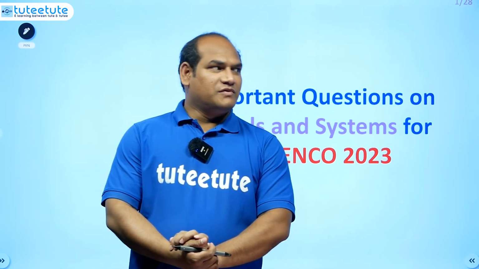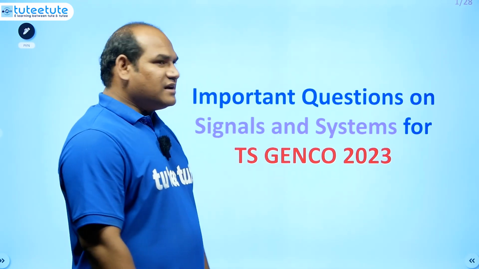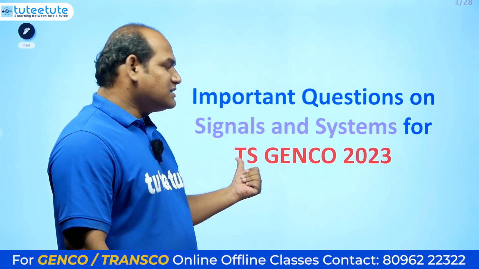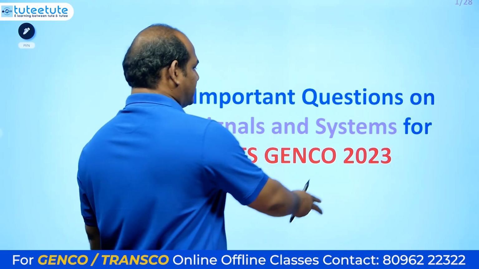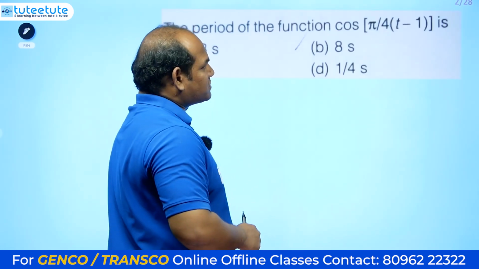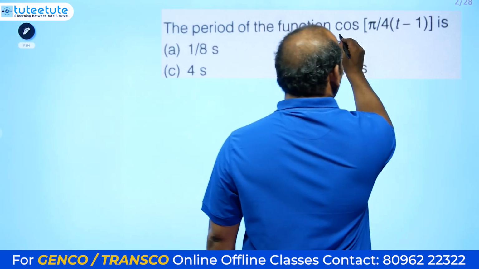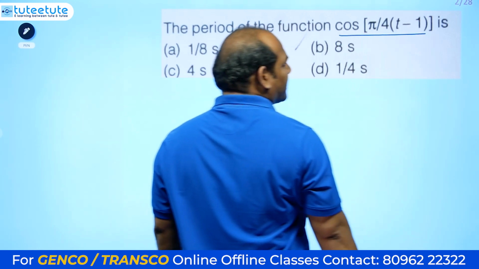In this particular video, we will see the important questions related to signals and systems. This is preparation towards TS GENCO 2023. So the first question is the period of the function cos of pi by 4 into t minus 1.